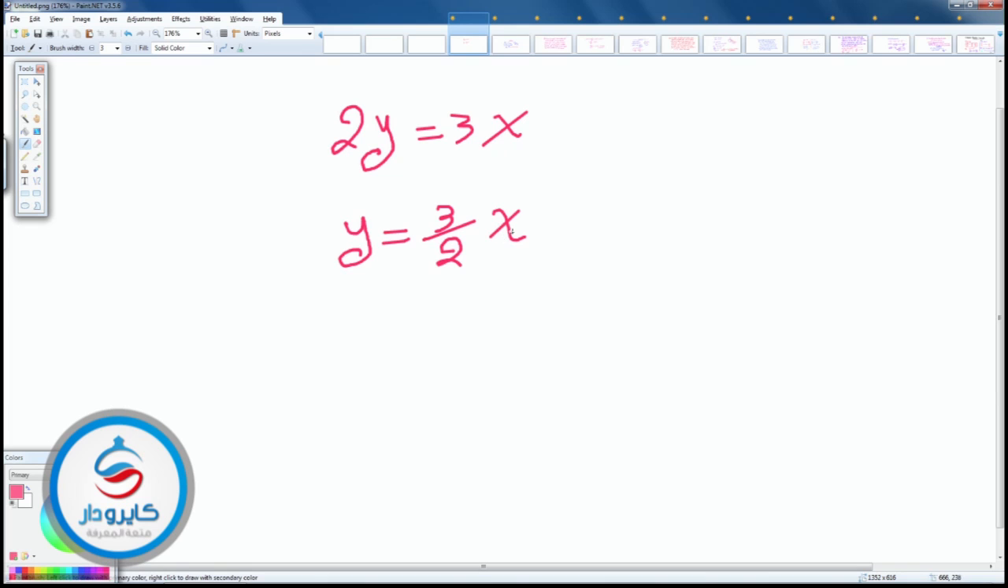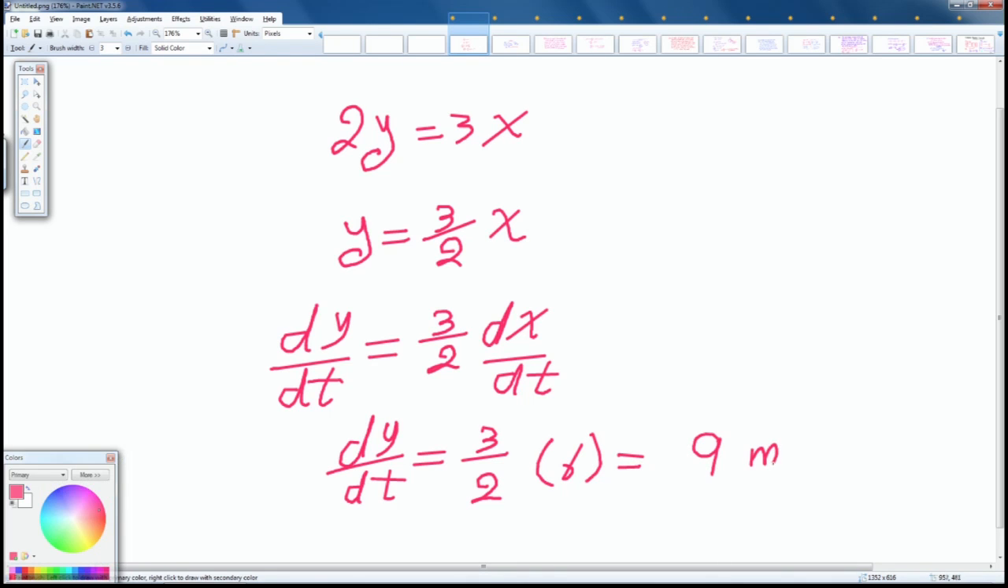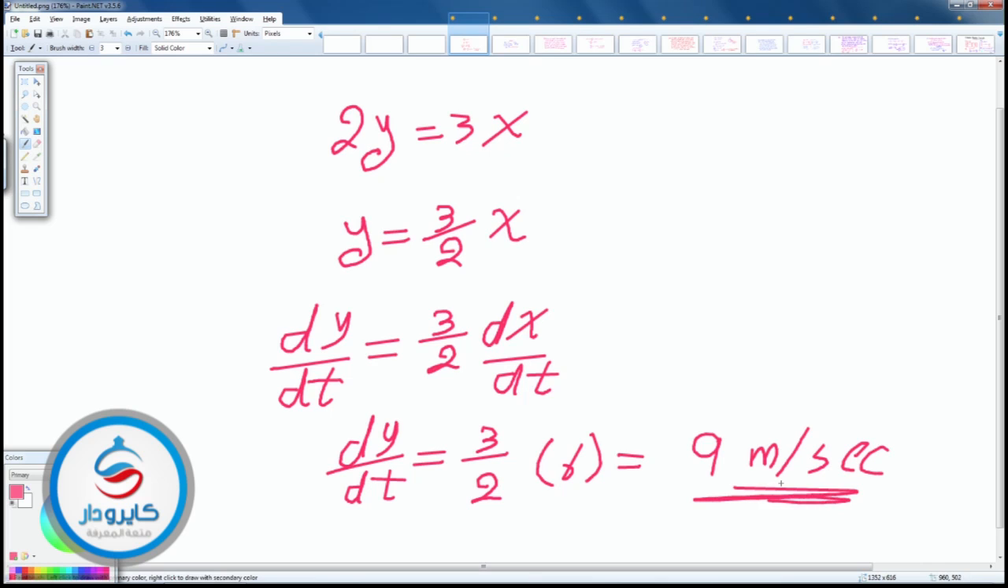By differentiating with respect to time, dy over dt equals 3 over 2 dx over dt. By substituting dx over dt equals 6, then dy over dt equals 3 over 2 times 6 equals 9 meters per second, and this is the rate of change of the man's shadow.